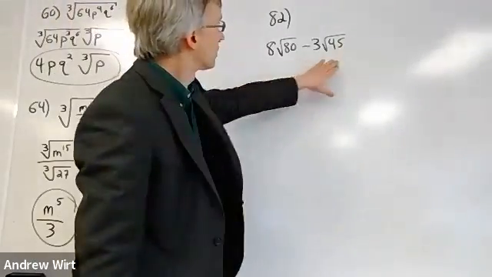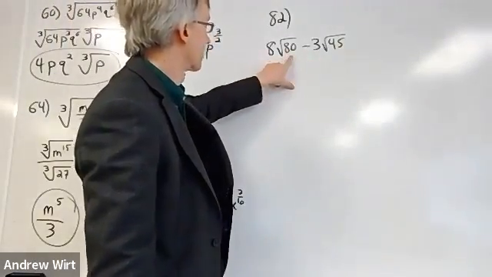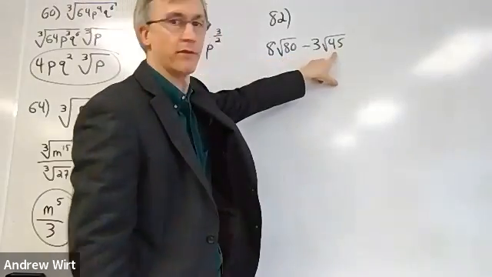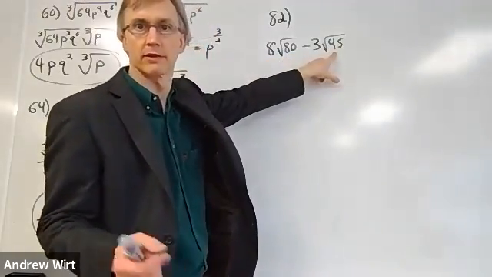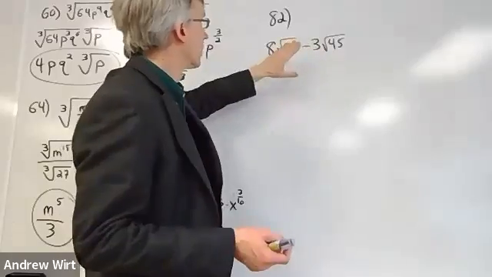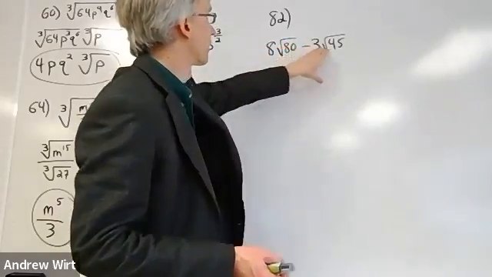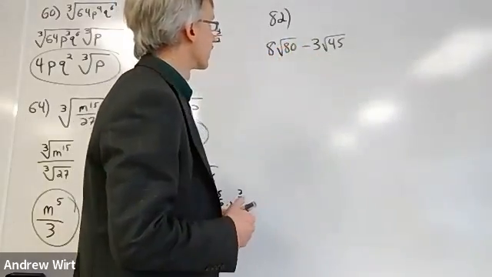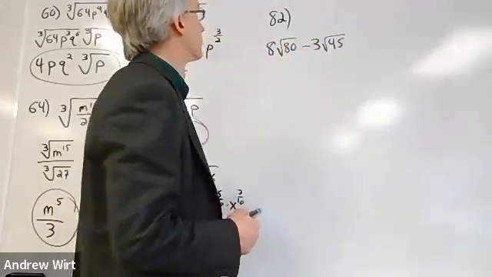So we can't combine these right now, because we don't have like terms. You've got square root of 80, square root of 45. They aren't the same. You can only add and subtract things that are the same. So we need to simplify these such that we get the same radical.